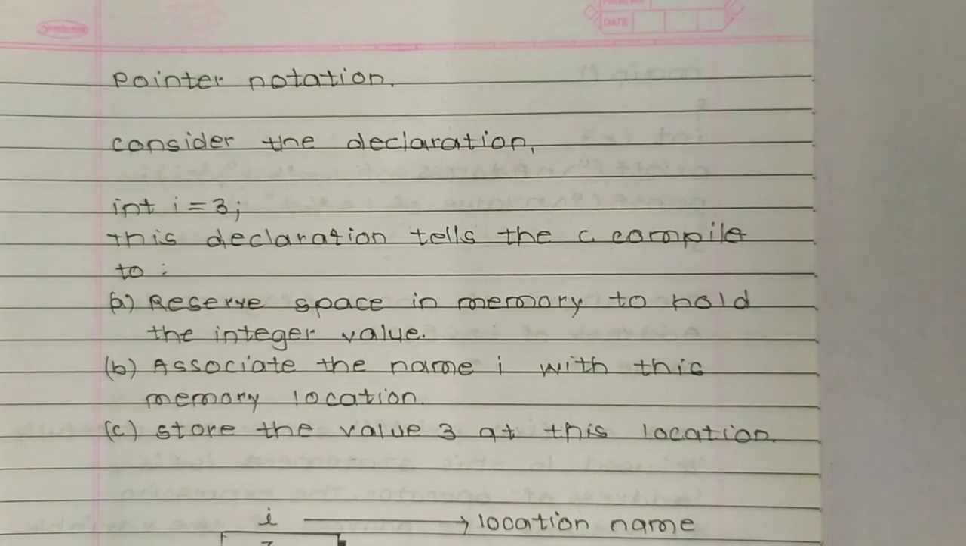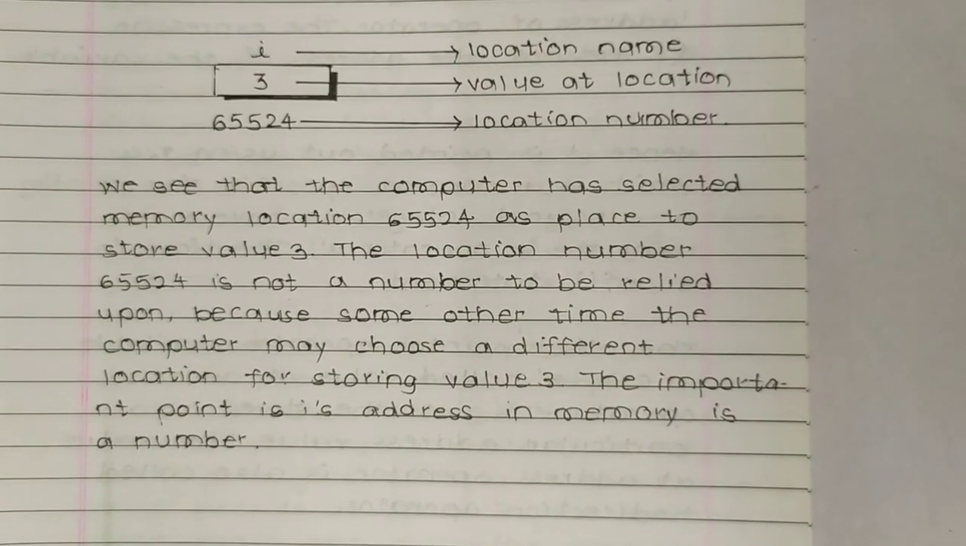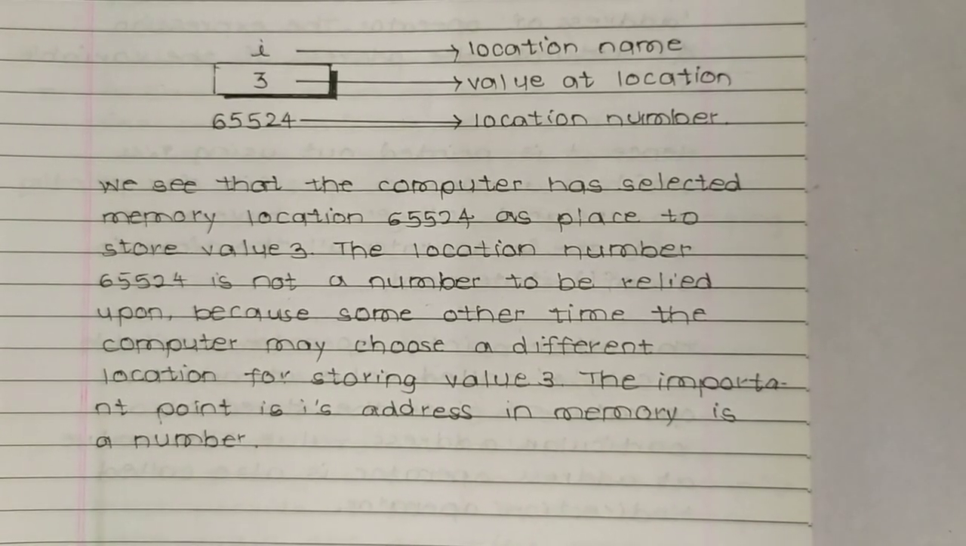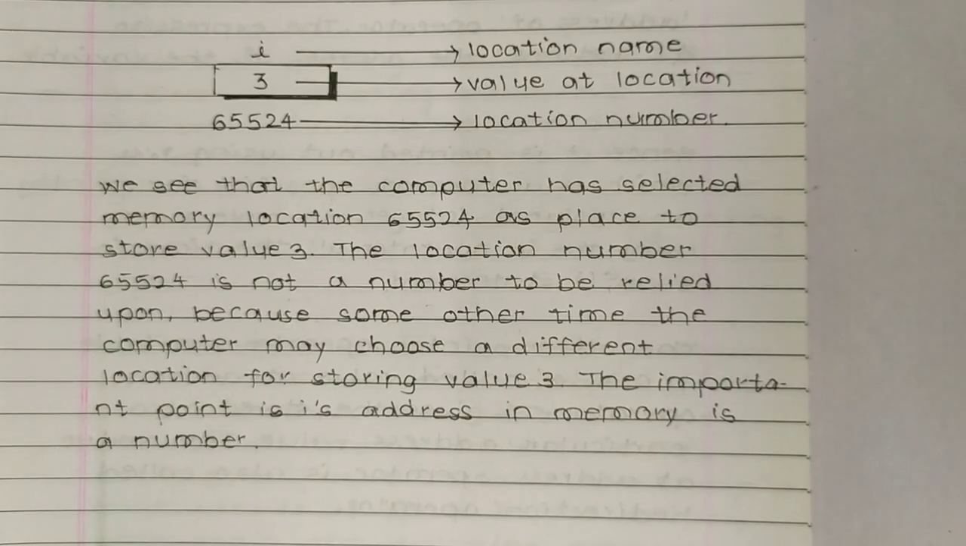Now we will see a diagram of it. There is an i which is an integer. So i is the location name, 3 is the value at the location, and 65524 is the location number. So these are the three factors in it.